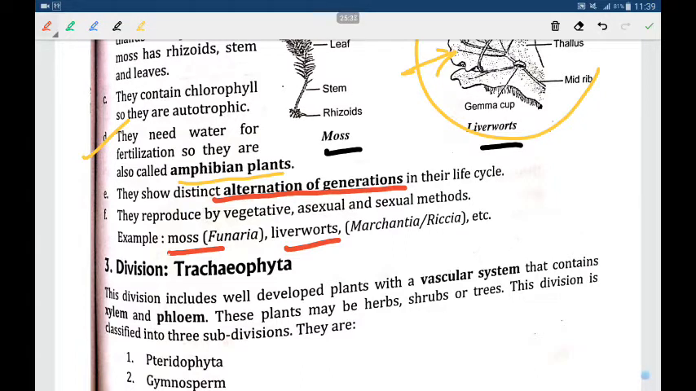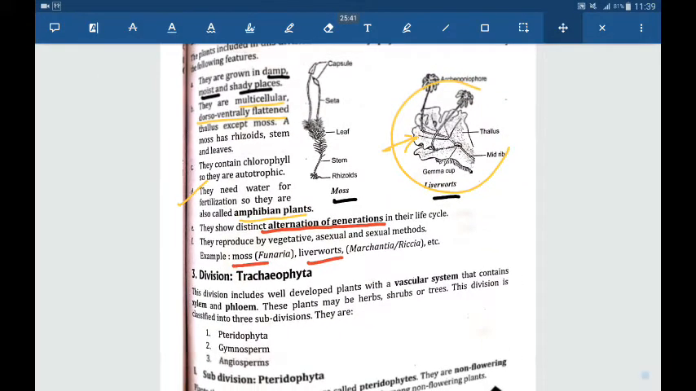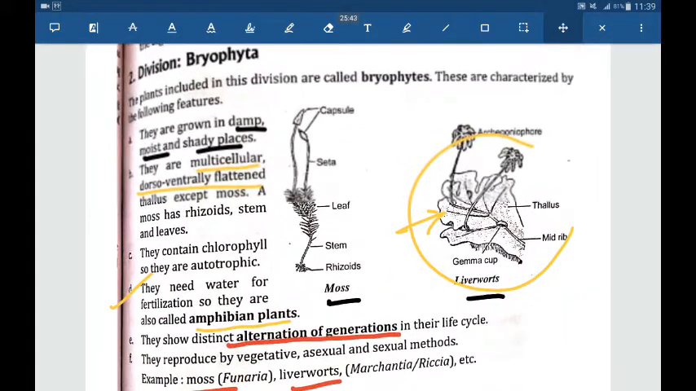Examples of Bryophyta. Students, let's do a recap of Bryophyta. They are moss, liverworts. They grow in damp, moist places and their body is dorso-ventrally flattened. It means, just stretch your hand. Hand is also dorso-ventrally flattened. The upper part is the dorsal part, the lower is ventral. So their body is also like that.